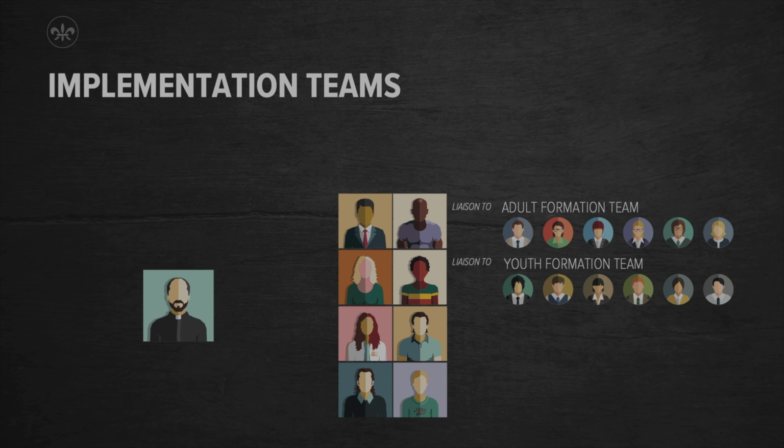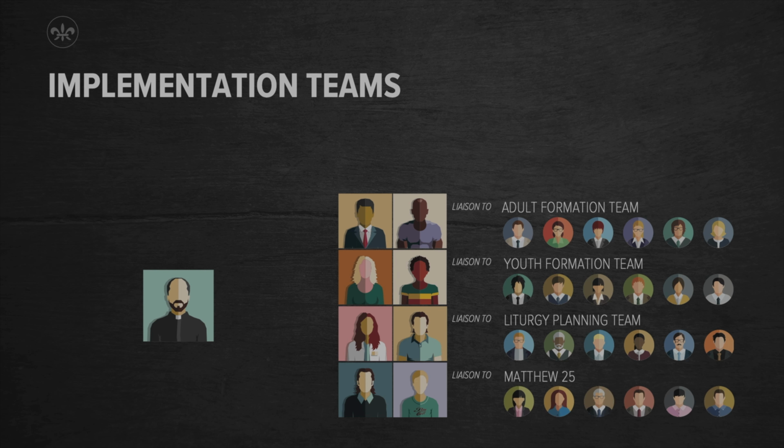Likewise, if Sunday in this example is a priority, 2 people from the implementation team would probably be working with a liturgy planning team or whoever's tasked with executing the goals for Sunday. And then for outreach, that would probably be a Matthew 25 team or parish social ministry team. Just trying to help you see how each person on the implementation team is assigned to a priority, which means you're going to be walking side by side with real people, the teams that need to be organized to execute the goals on your parish strategic plan.